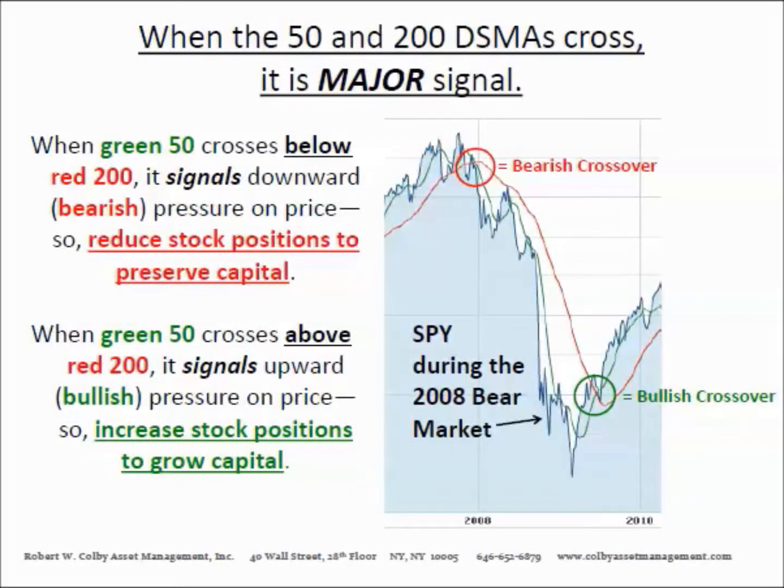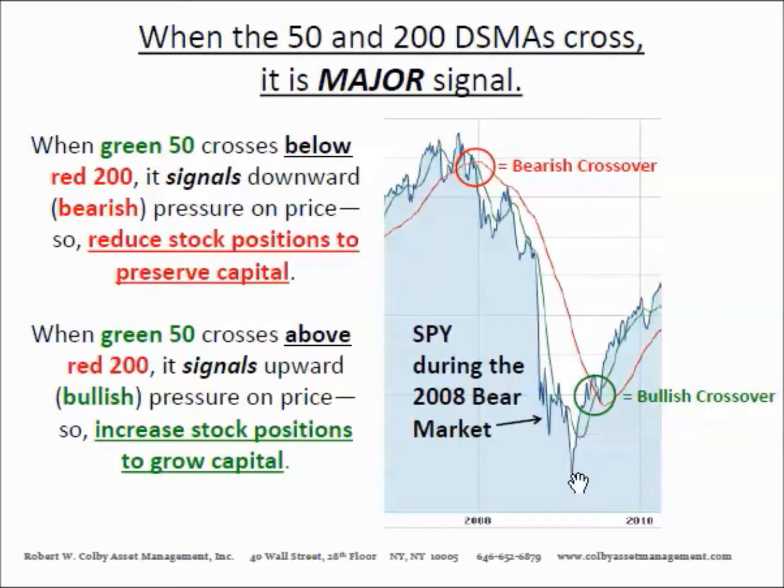Okay, now I want to talk about when the 50 and 200-day simple moving averages cross over each other. When this happens, it's a major signal. What I have plotted here is SPY, which tracks the S&P 500, late 2007 through early 2010. Up here, we have the 50-day crosses below the red 200-day right here. That's called a bearish crossover, and that's bad. That means reduce stock positions to preserve capital. When did this happen? That happened in December of 2007. Remember, the bear market was 2008, so we had a signal before 2008 even started to get out of stocks.